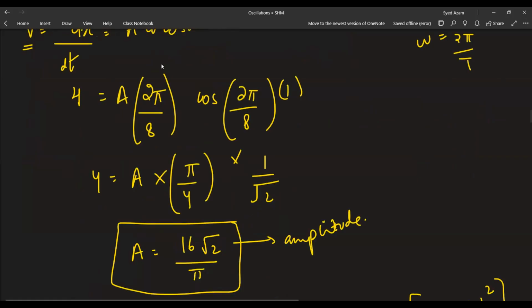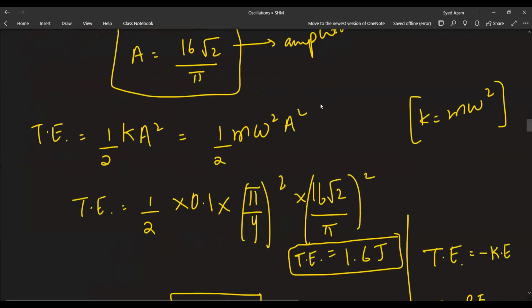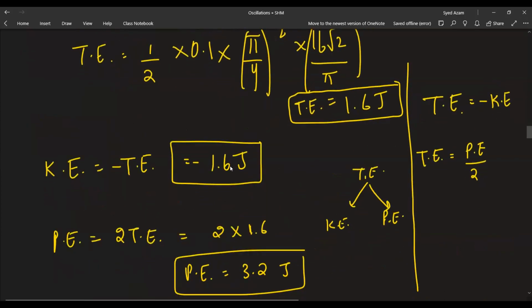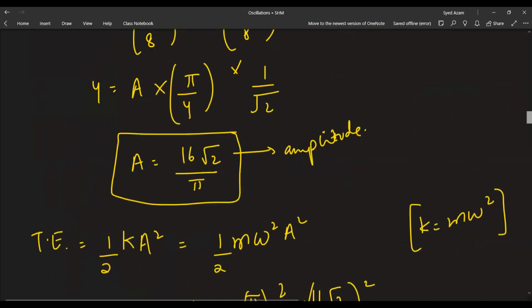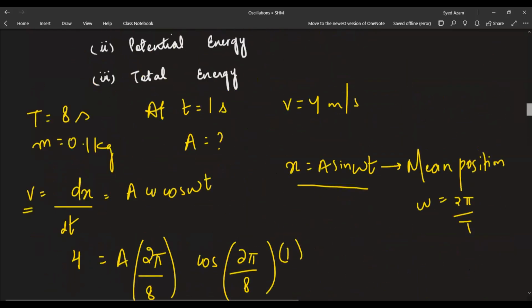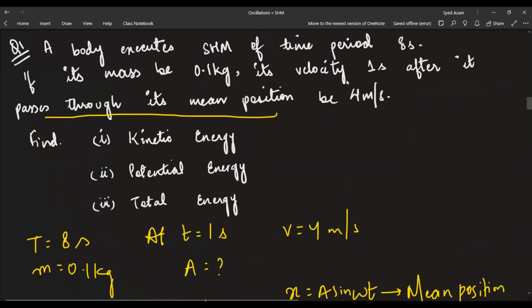First, tell me, till here, is it clear to all? Amplitude part? Yes, ma'am. Okay. Once we had the amplitude, we calculated total energy, half k a square. We obtained 1.6 joules. So put it as minus 1.6. And total energy is half of potential energy. So potential will be double. So we took it as 2 into 1.6. Now is it clear? Now this whole question is clear to all of you? Yes, ma'am. Write it.